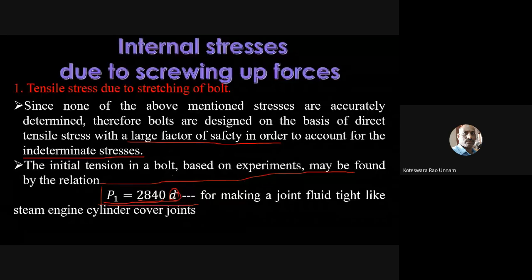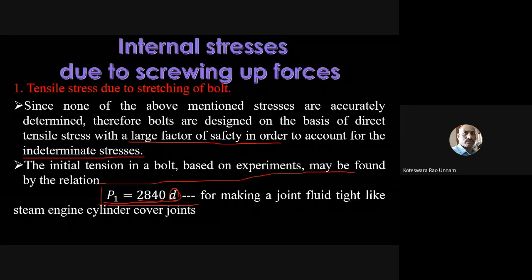So again here there are two types of joints. One we will call a fluid tight joint, the other a non-fluid tight joint. This relation P1 equals 2840D holds good only in the case of fluid tight joints, like steam engine cylinder cover joints. If it is a non-fluid tight joint, then the initial tension in the bolt is going to be only half of this value. That is, half of 2840 will become 1420D.